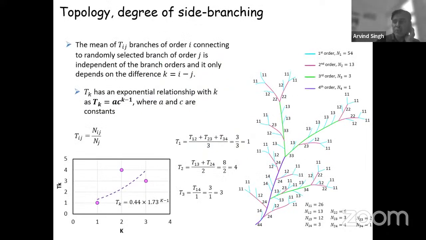So for that, we quantify the side branching percentage in a given network. We can use the Tokunaga indices or Tokunaga model, which is given as Tk equal to a C^(k-1), where k represents j minus i, and i and j are two different orders of a given network, where j is greater than i. The parameter C tells us about the degree of feathering, that is, how much side branching we have in a given network.